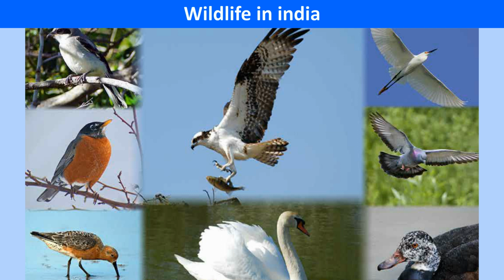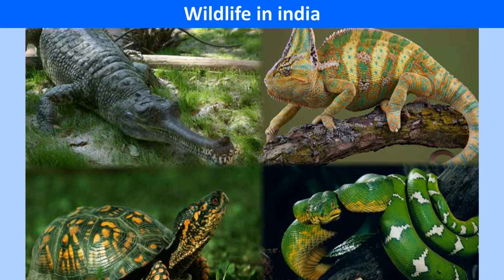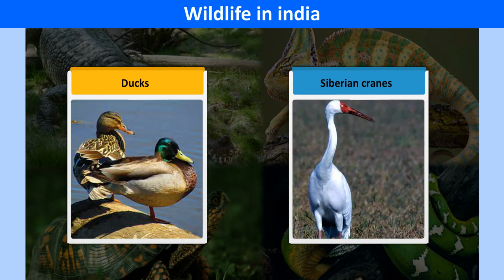About 1,200 species of birds are found in Indian forests, including parrots, kingfisher, and the peacock. Other than the national bird peacock, there are ducks, pigeons, parrots, geese, maynas, pheasants, etc. among the wide variety of birds in India. India also has a variety of reptiles including snakes, crocodiles, and turtles. Many species of birds migrate to India from cold countries during winter. Among them are various types of ducks and Siberian cranes.